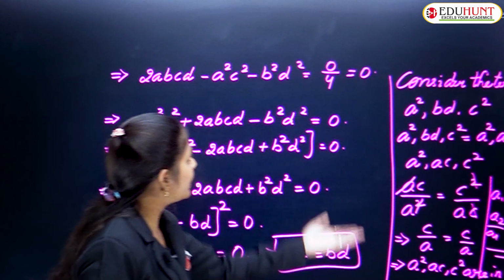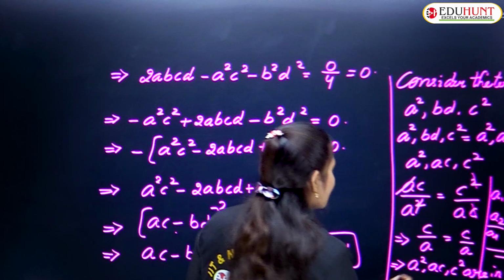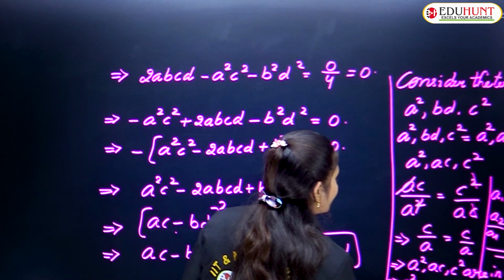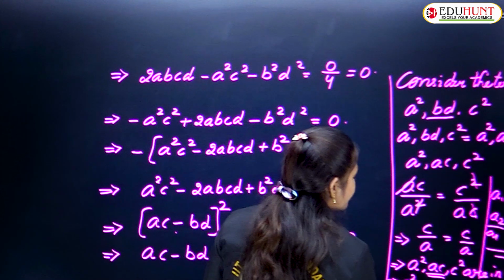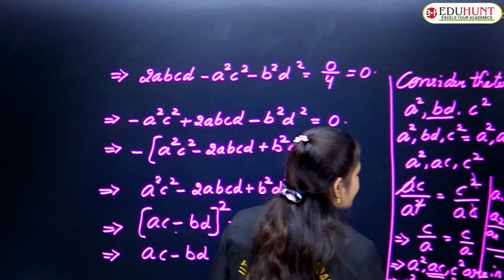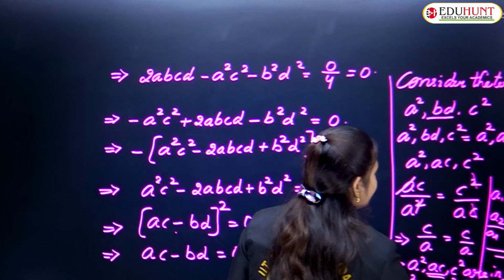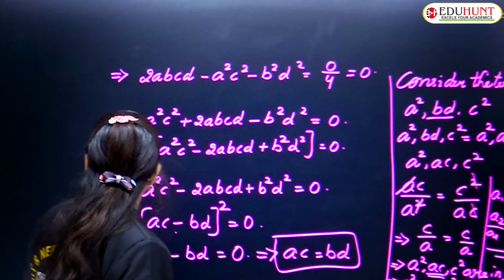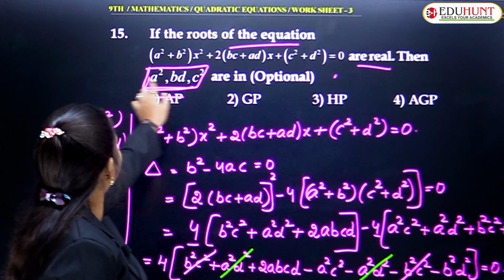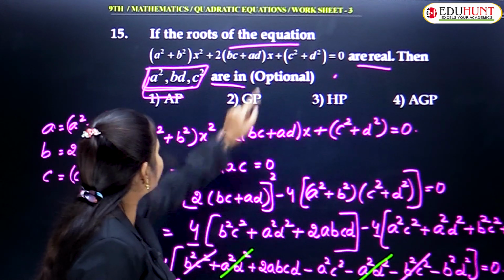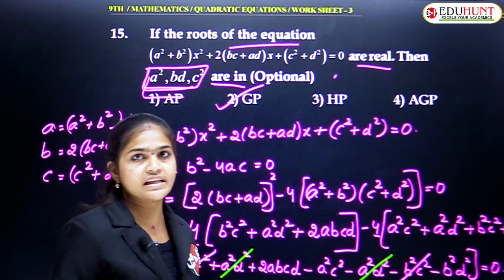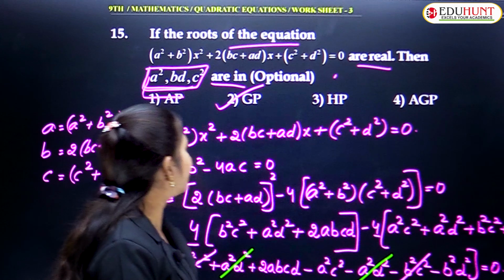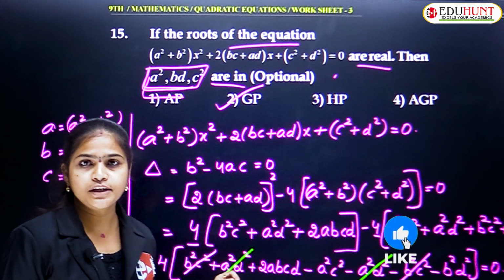So here they asked about these three terms, no? So instead of that, place a square, ac is equal to bd, no? So bd, c square are in GP. So that's what they asked here, no? So they asked here a square, bd and c square are in geometric progression. Am I clear to you, children?